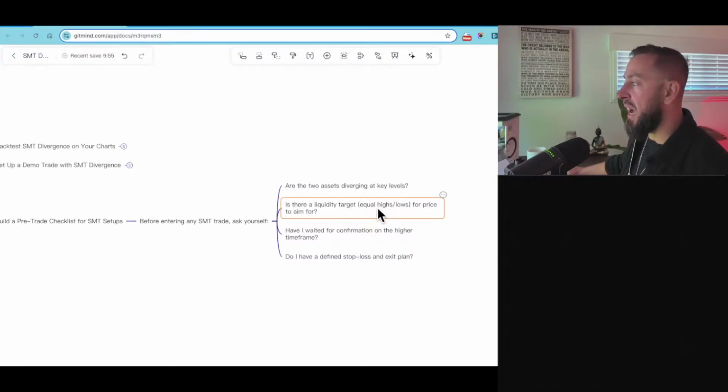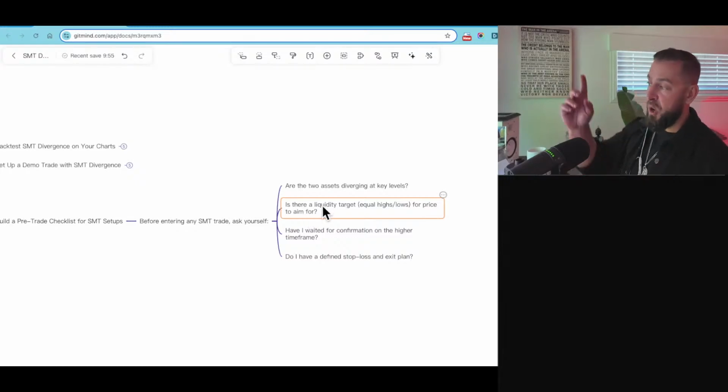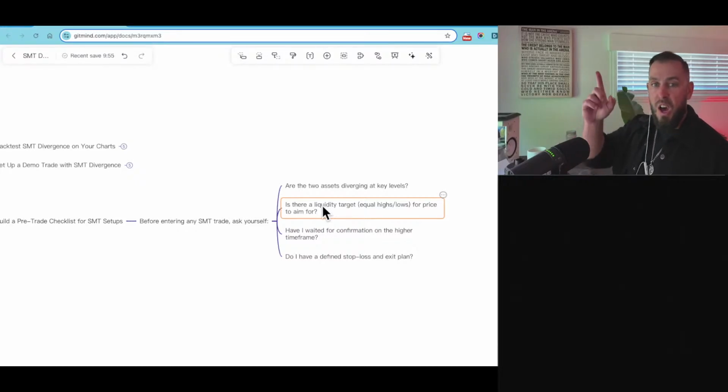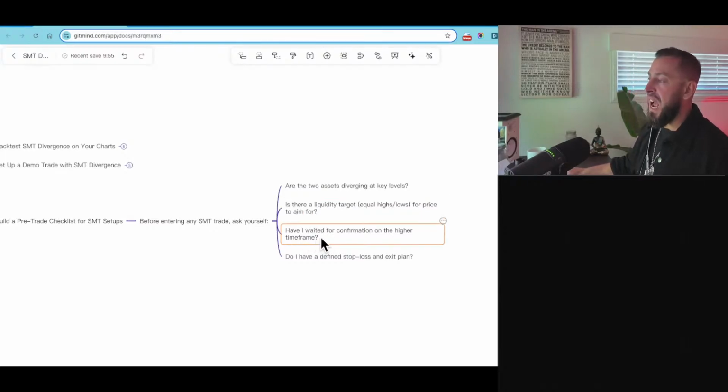Those could be equal highs. That'd be a double top, or equal lows. That'd be a double bottom for price to aim for, right? The market is going to try and take out or break out of those support and resistance levels. So you can use them as targets, right? That's the aim. Now, number 3, have I waited for confirmation on the higher time frame?